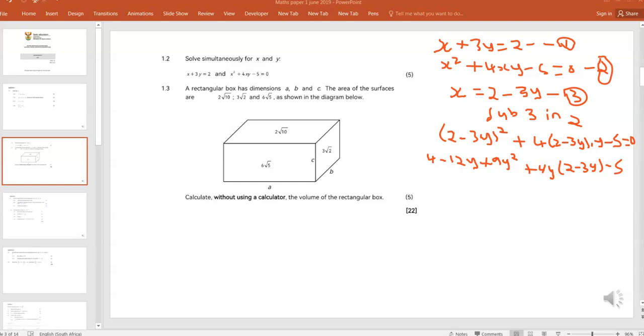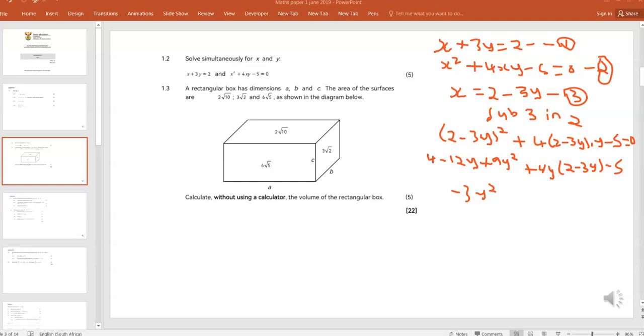So 9 minus 12 will give us negative 3. So you are bound to get negative 3y squared, because 9 minus 12 will be negative 3.